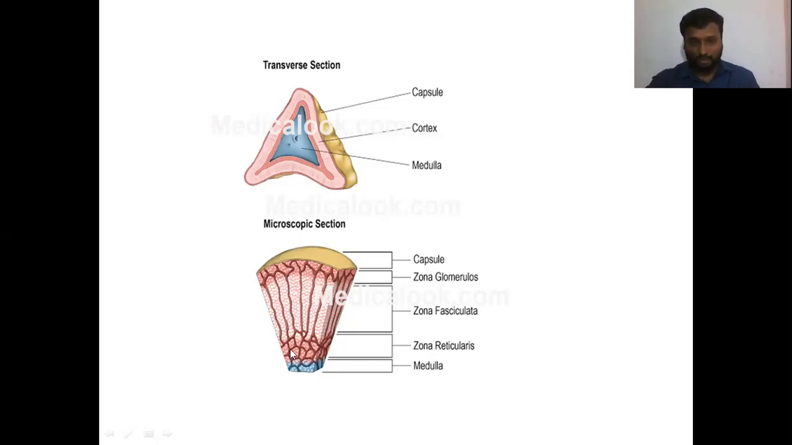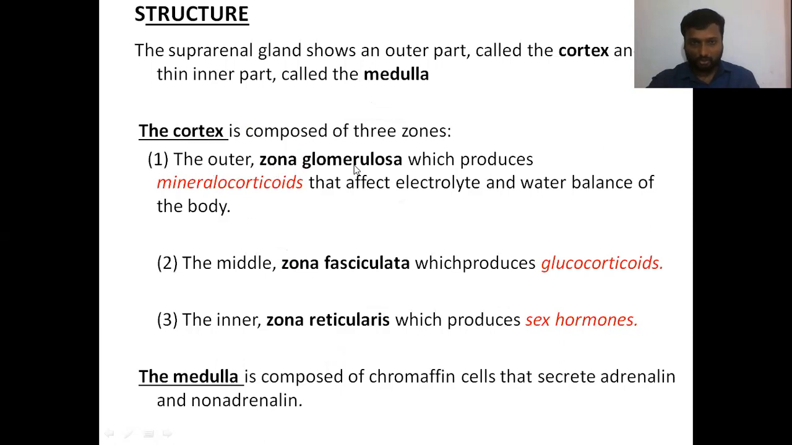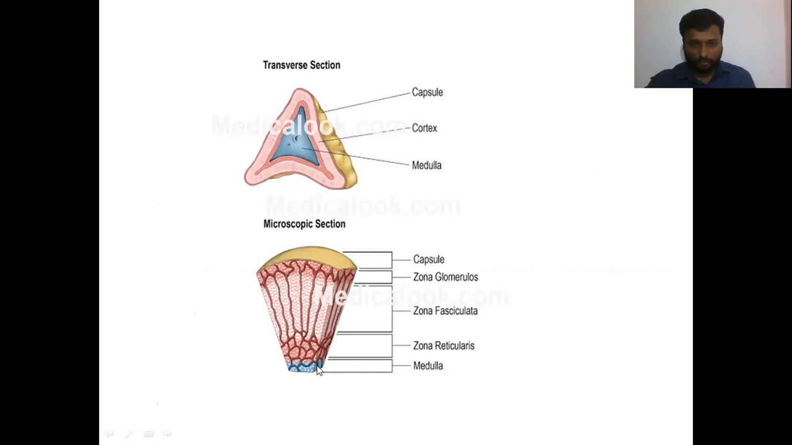Then zona reticularis. So the cortex has three zones: zona glomerulosa, zona fasciculata, then the innermost area, the zona reticularis. Zona glomerulosa produces mineralocorticoids, the zona fasciculata secretes glucocorticoids, and the zona reticularis secretes the sex hormones. Then the medulla, which contains groups of cells, produces adrenaline and noradrenaline. See this area, this is the medulla. Cells are seen in groups.